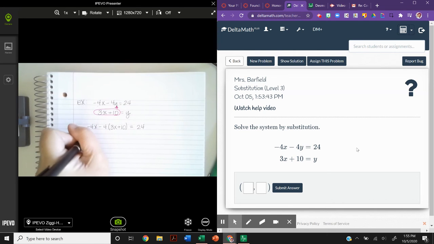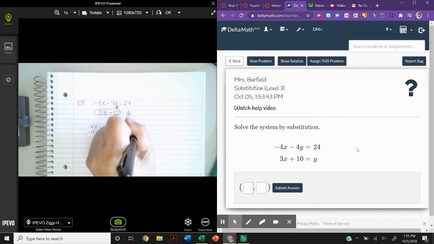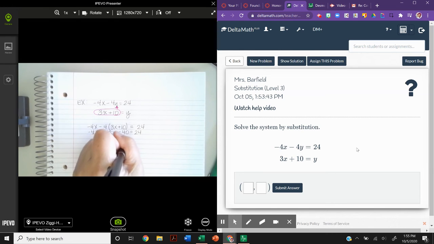I'm going to distribute and combine like terms. So negative 4x minus 12x minus 40 equals 24. Combine like terms, so I get negative 16x minus 40 equals 24. I'm going to add 40, so negative 16x equals 64. I'm going to divide by negative 16, so I get x equals negative 4.